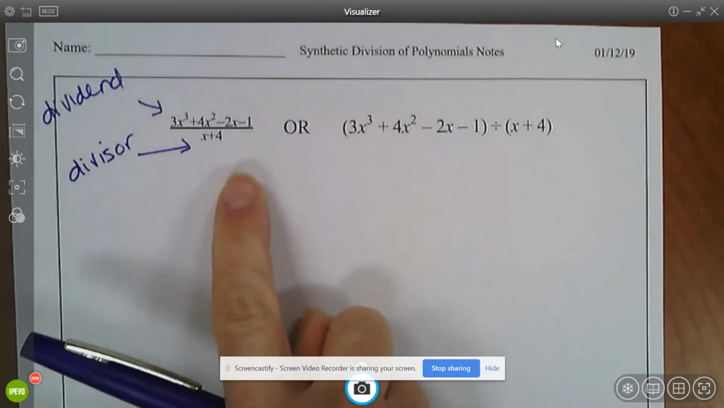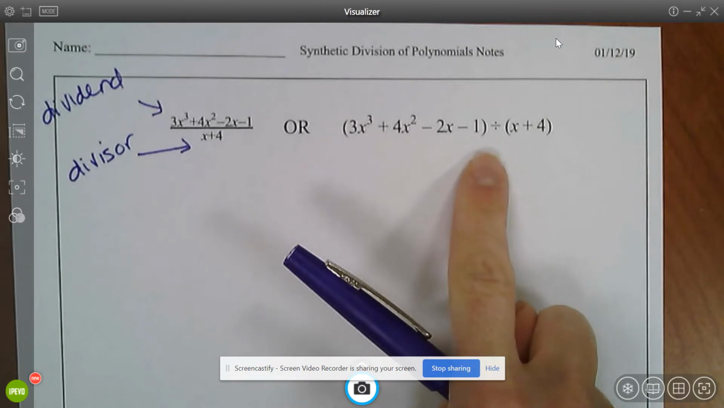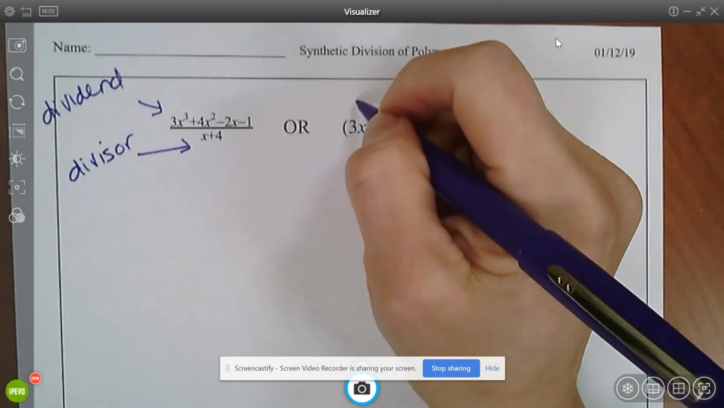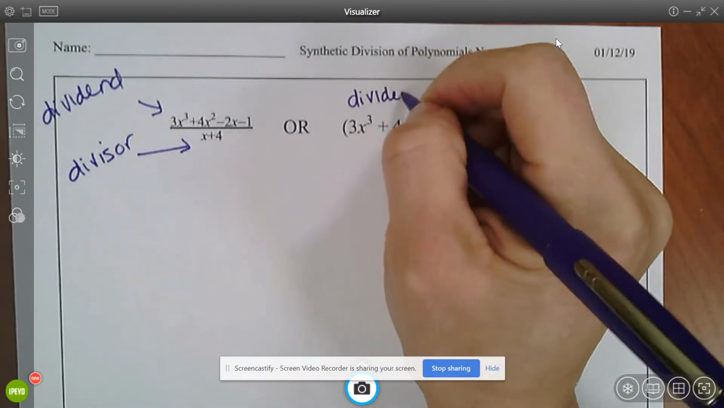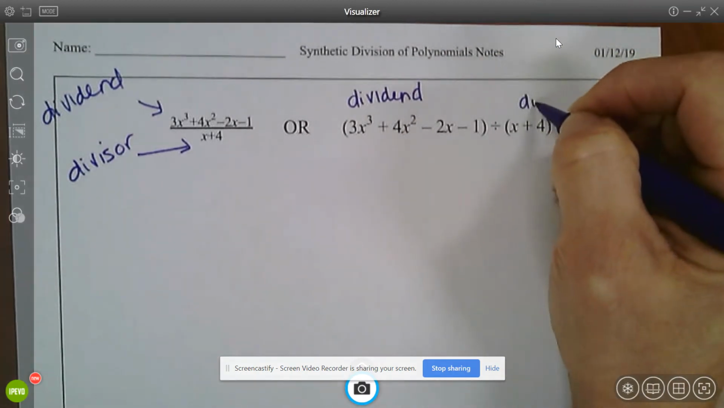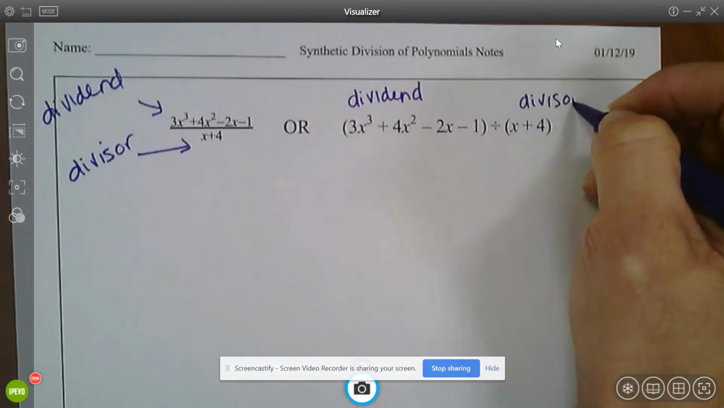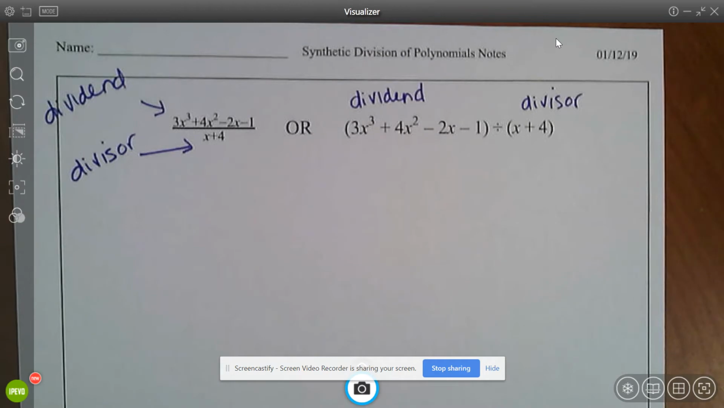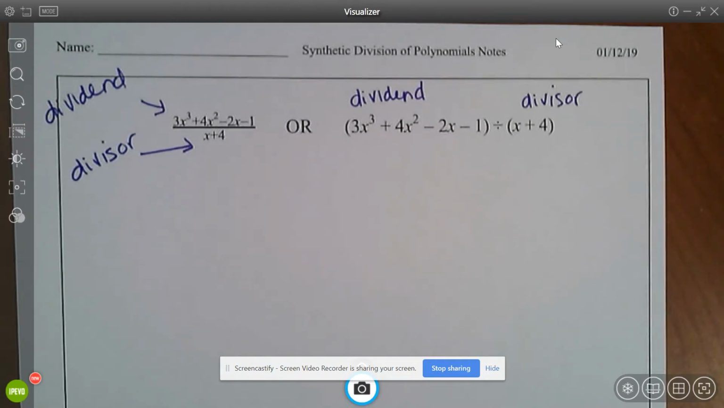So you might see a division problem that looks like this, or it could look like this, where this is your dividend. And this is your divisor. So those are two different ways you'll see division set up.